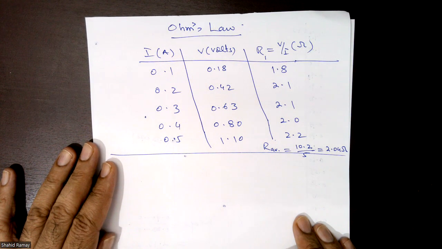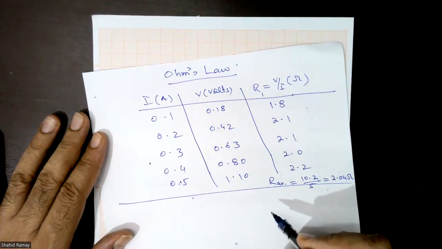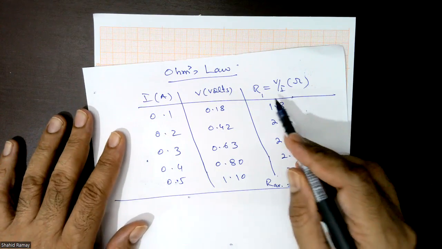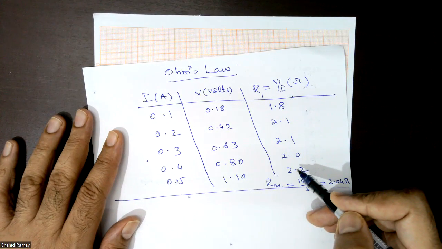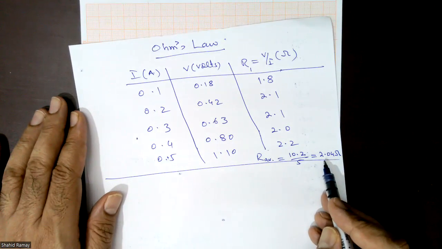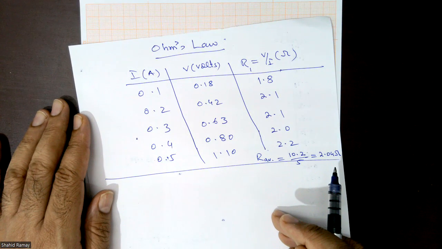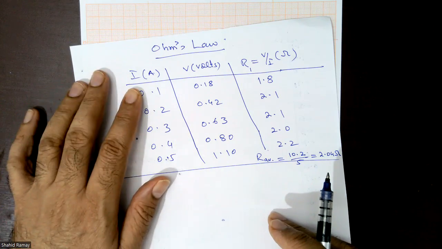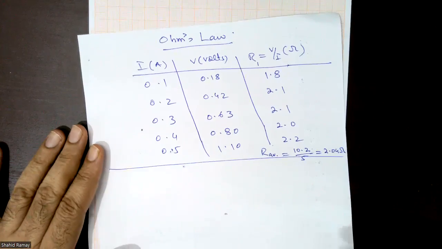So in the last week you have done this experiment, which is Ohm's law, and in Ohm's law you have taken the data of current and voltage, then you apply the formula V over I to find the resistance. And then you find the average value of the resistance, that is 2.04 ohm. Now we want to plot the graph between current and voltage and then find the value of the resistance from the graph.